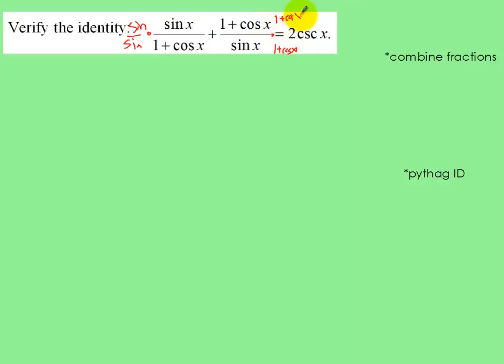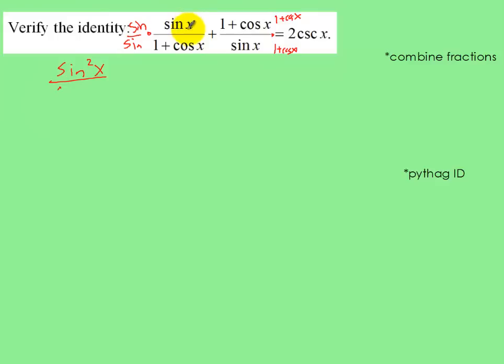1 plus cosine of x. Okay, I know it's messy, but bear with me. So what you have on the left here, and I'm going to spread this out, I have a sine times sine of x, so sine squared of x. Okay, and the denominator is going to be the same. They're both going to cancel, so I'm not going to bother writing that.